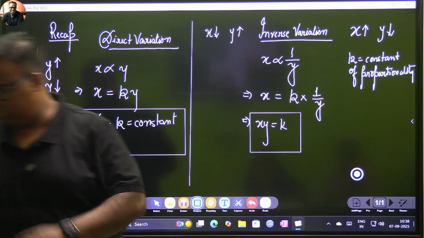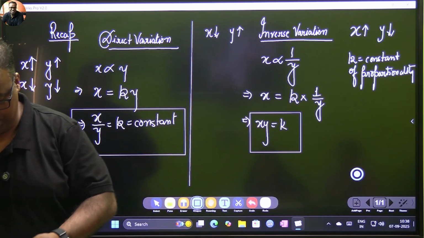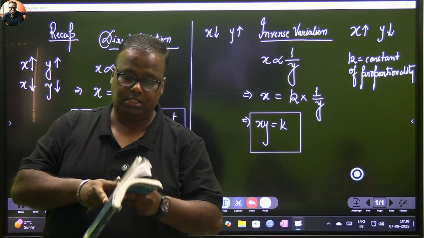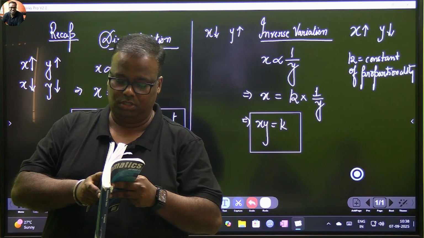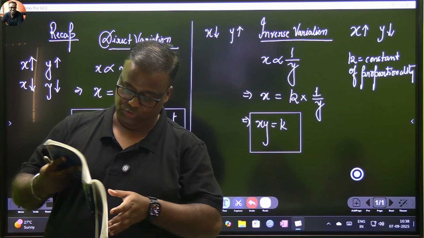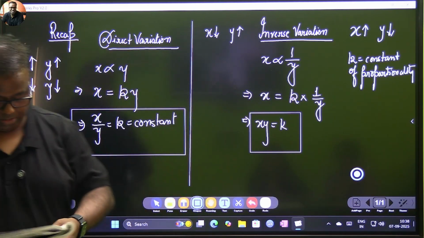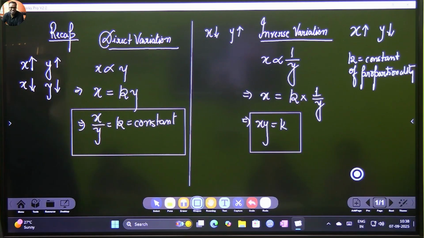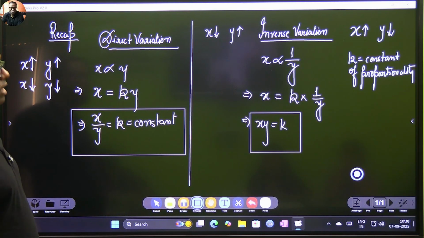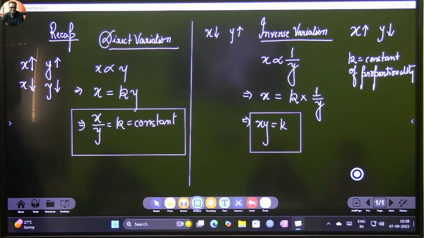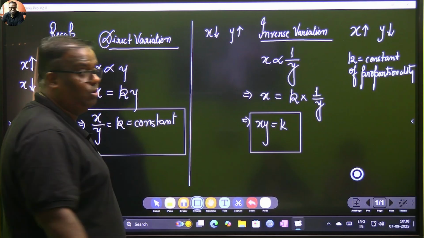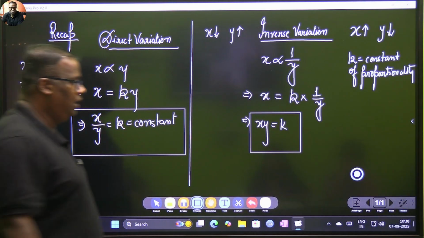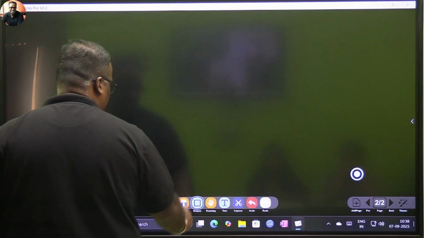So let's try and check one problem, and let's see whether we can do it or not. Inverse proportion means product should be equal to constant. Direct proportion means ratio should be equal to constant. Are we fine? Let's go ahead. Okay, right, good. So let's take one problem, it is a problem from the book, let's try it.